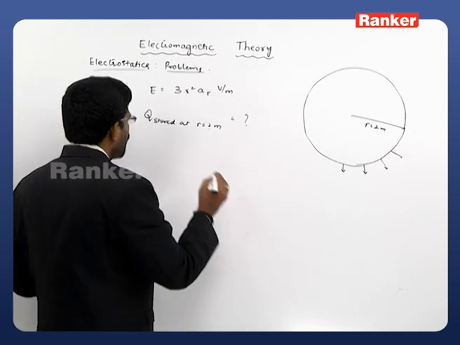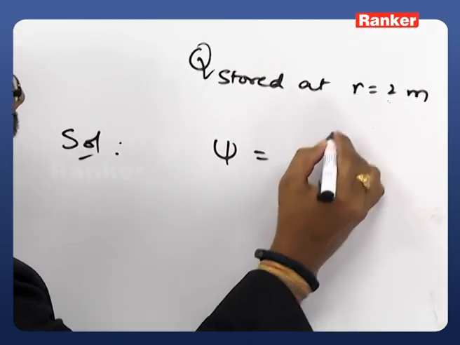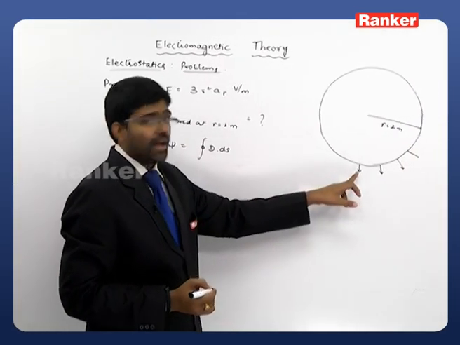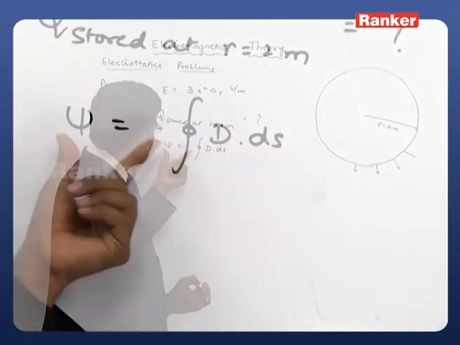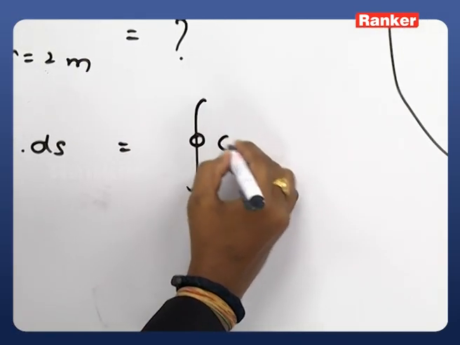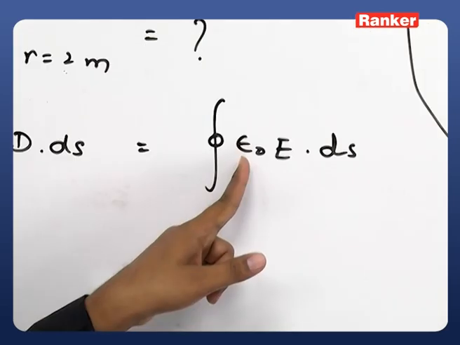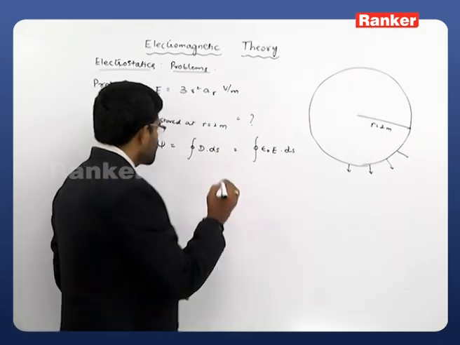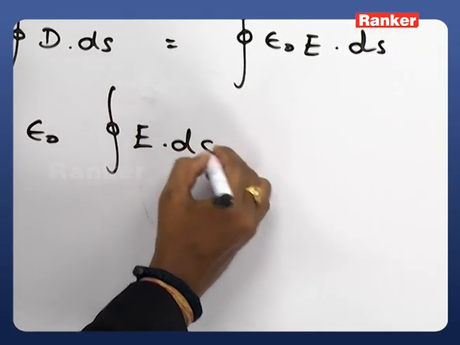Once again, what we have is the basic formula that the total flux leaving is equal to integral D dot dS. We don't know how much D we have, but we have E. This D and E are related. So I will try to solve this one using this E. How can this be written? This can be written as epsilon naught E dS. Since it is given in free space, I took epsilon naught. Epsilon naught is constant, so bring it out, which is equal to epsilon naught integral E dS.